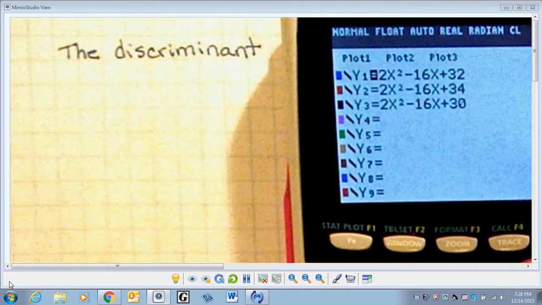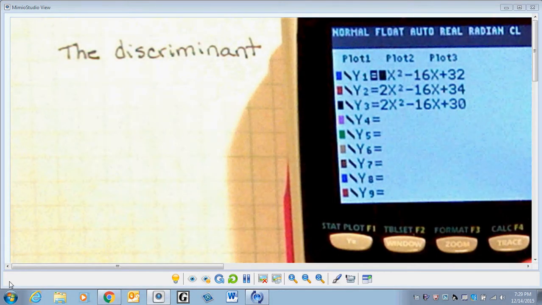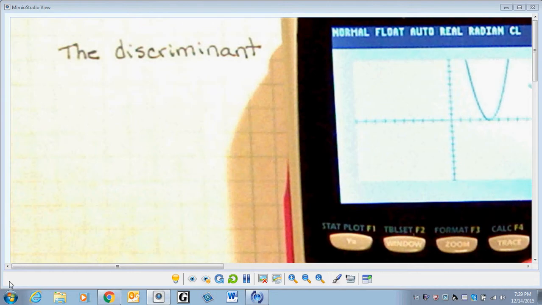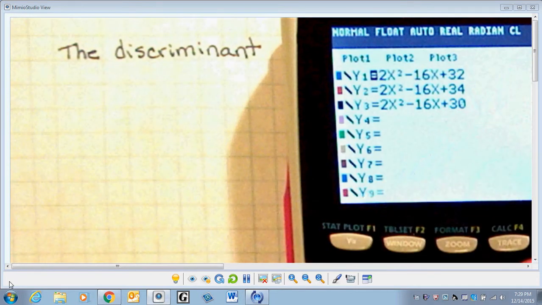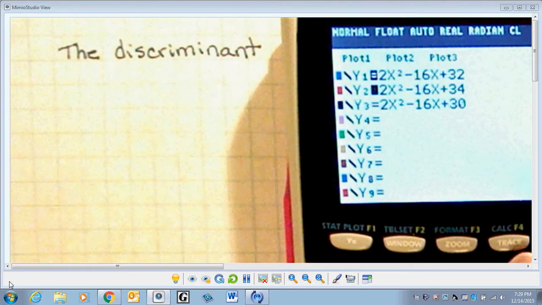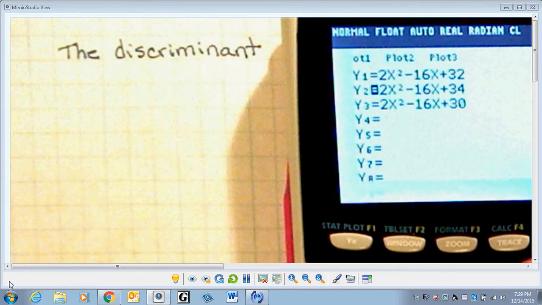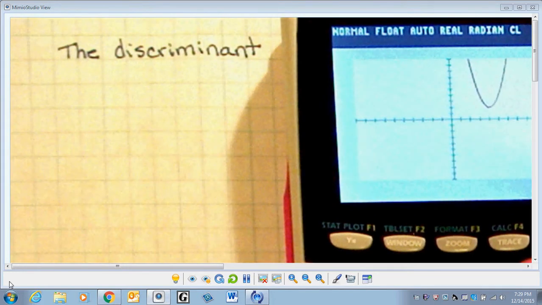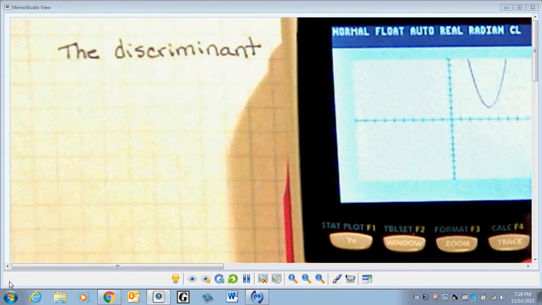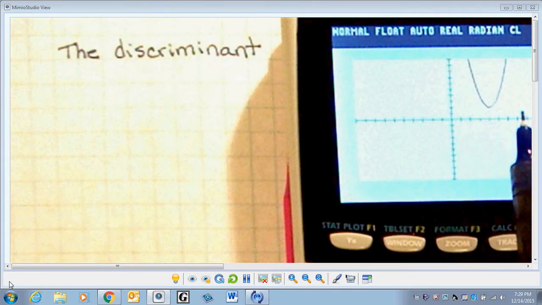So we'll see in the first one here, if I put that in and graph it, we can see that it looks like the parabola is touching only in one spot. So that would be one double root. Let's turn this off and look at the next one. If we graph the second one, we wait for it to drop down, we will see that the parabola is not touching the x-axis at all, which means that we have exactly two imaginary roots.